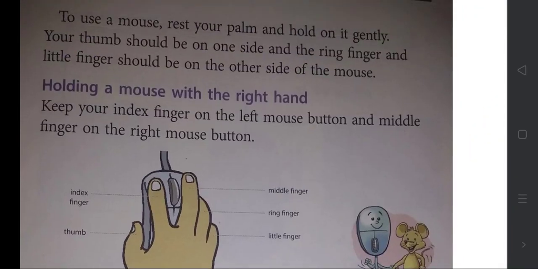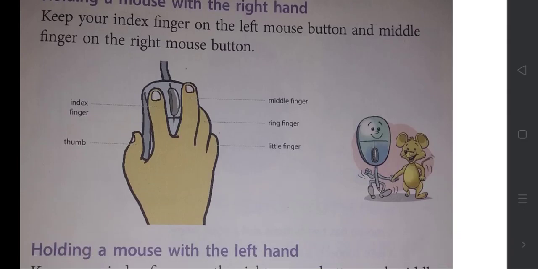To use a mouse, rest your palm and hold on it gently. Your thumb should be on one side and the ring finger and little finger should be on the other side of the mouse. See here, a picture shows you how to use it, which finger should be on which place.